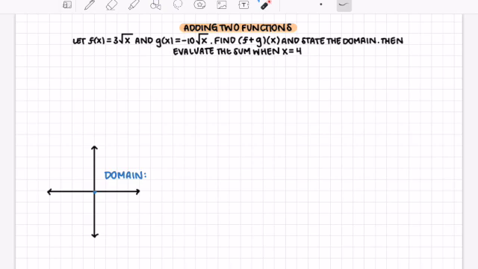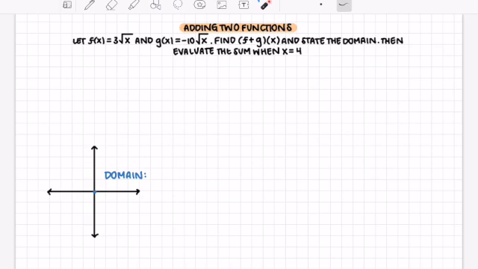For example, let f of x equal 3 times the square root of x and g of x equal negative 10 times the square root of x. We're going to be using those two functions, and we're going to find f plus g of x and then state the domain. Then we're going to evaluate the sum at x equaling 4.